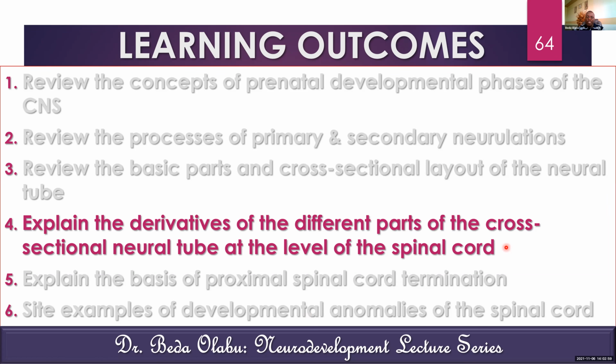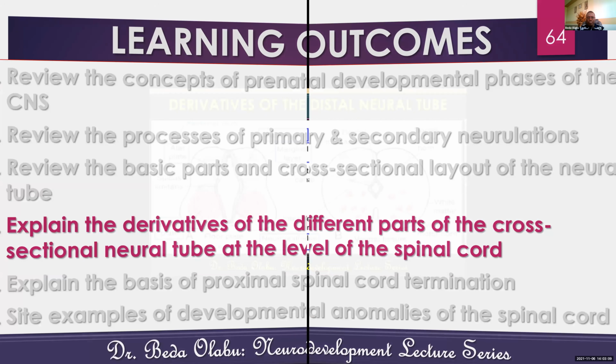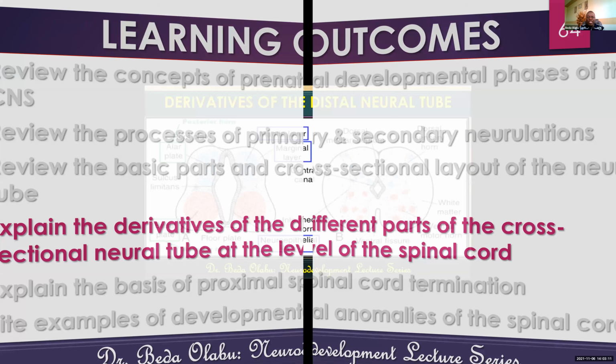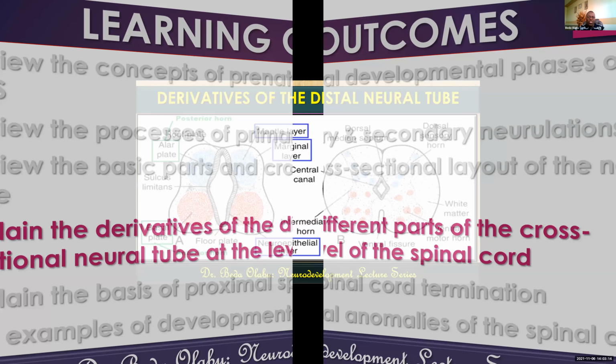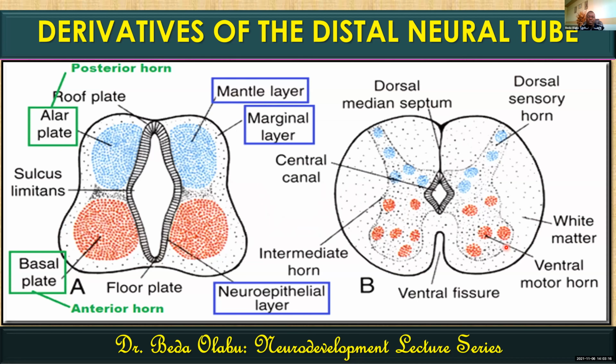We can now look at how the wall of the cross-section of the neurotube differentiates into the different elements of the spinal cord. Remember, we are looking at the differentiation of the distal neurotube. The distal third of the neurotube is the one that gives rise to the spinal cord. Let's start with the ventricular layer.